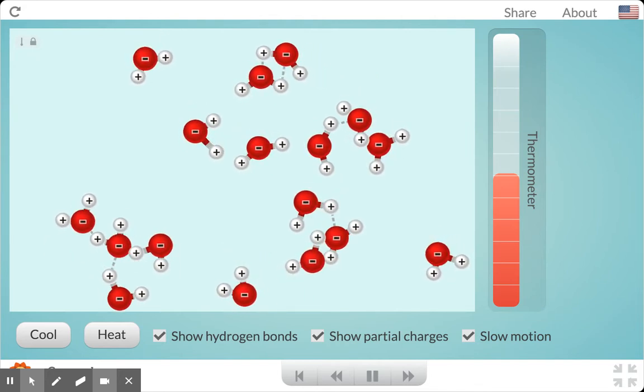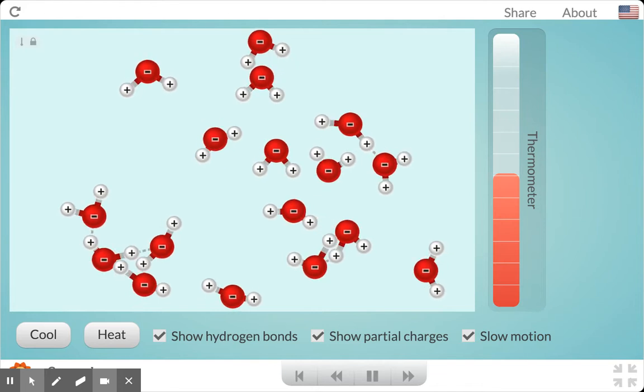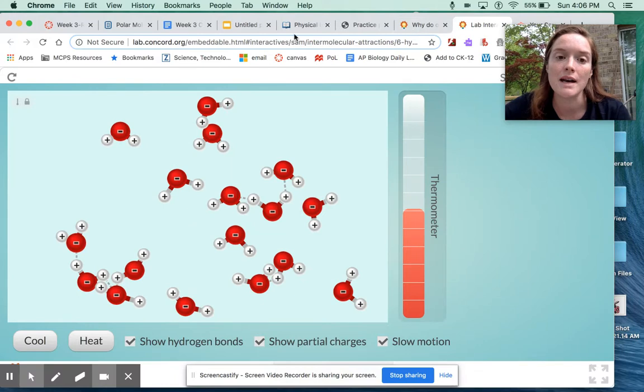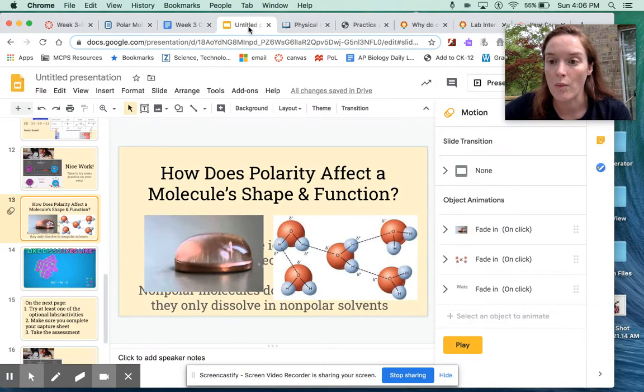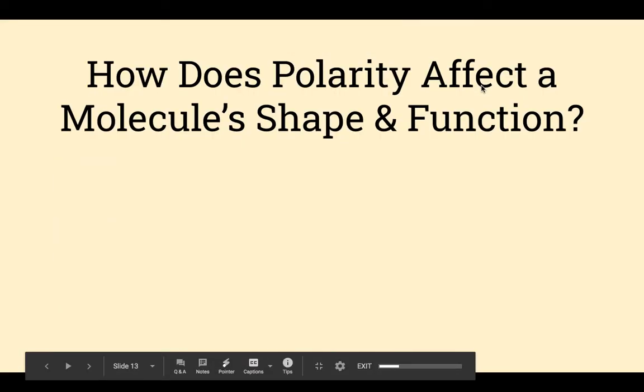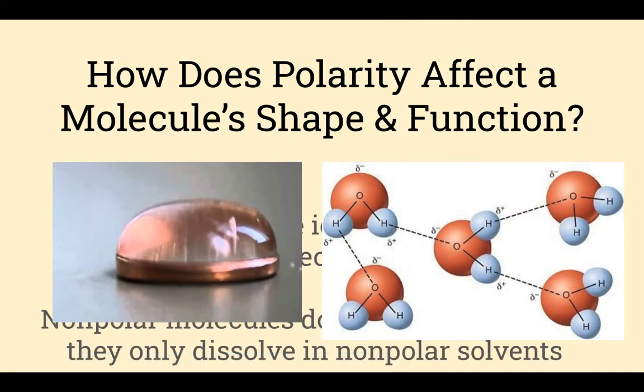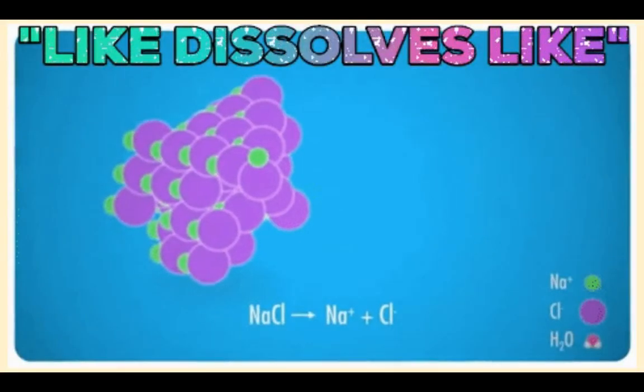So water's polarity enables these properties like surface tension, cohesion, adhesion. And it also enables its solubility, what water can dissolve or not, right? So perhaps you've heard the phrase "like dissolves like." And what that means is that water can dissolve other polar molecules and ions, so things with charges. Water cannot dissolve nonpolar molecules.